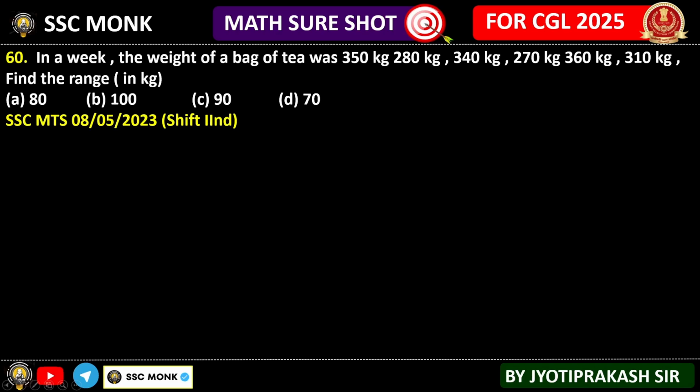Next, in a week the weight of a bag of tea is 350 kg, 280 kg, 340, 270, 360, 310. Find the range. Range means maximum minus minimum. Here the maximum value is 360. Minimum value is equal to 270. Answer 90. Option C. Clear?